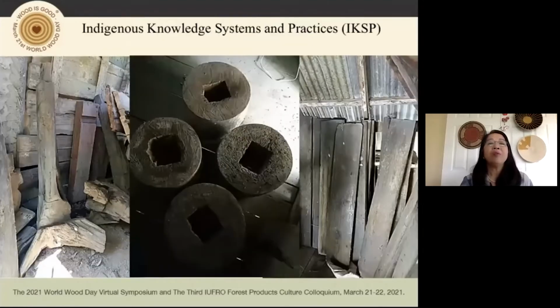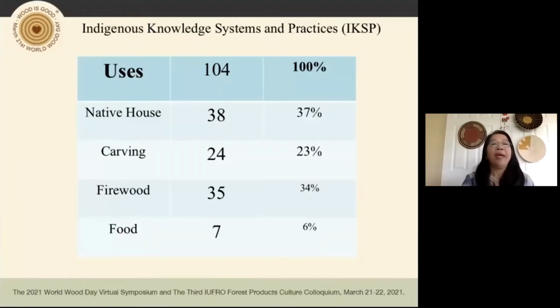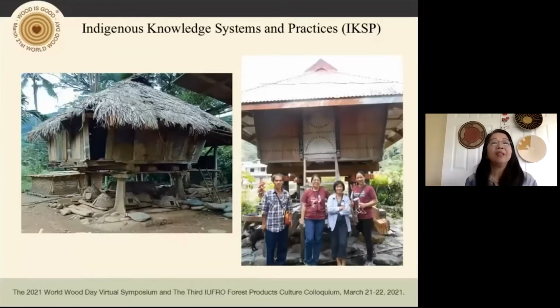Here are some of the detached parts of the native house that were sampled and analyzed. And of the 104 tree species in Mr. Raimundo Dong-e's list, 38 tree species are used for native house construction. In this slide, we show the native house on the left featuring a grass thatched roof, and on the right, a modern take on the native house with a galvanized iron roof and decorated wall boards.